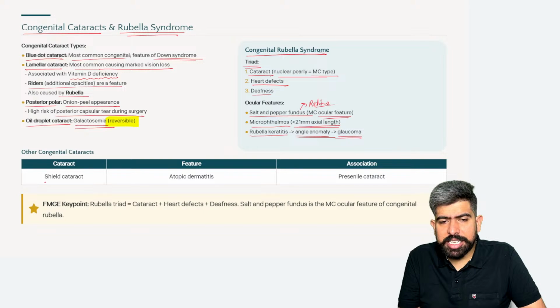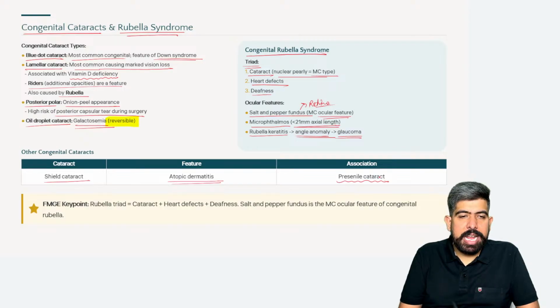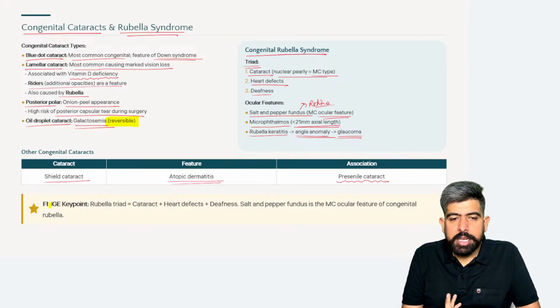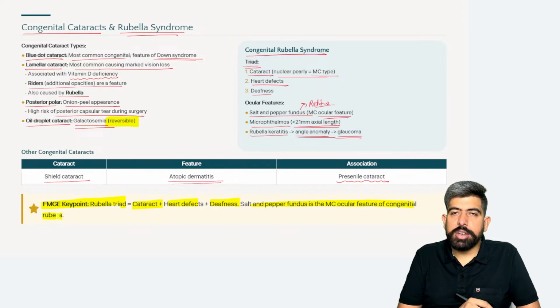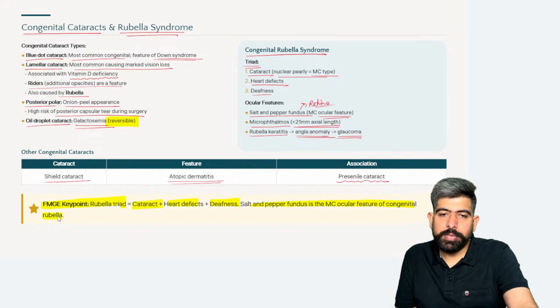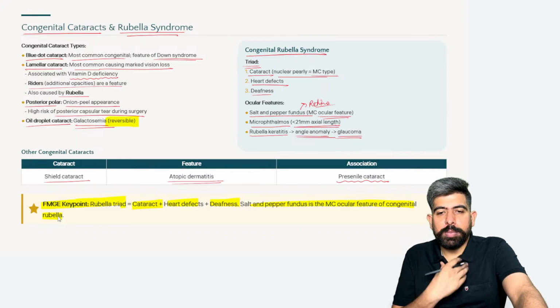Another cataract, shield cataract, has features of atopic dermatitis, and we say it is a pre-senile cataract, seen in the pre-senile age. The key point for FMGE here is the rubella triad. Please remember what is in the triad: cataract, heart defect, deafness. And remember the salt and pepper fundus, which is the most common ocular feature of congenital rubella syndrome, right?